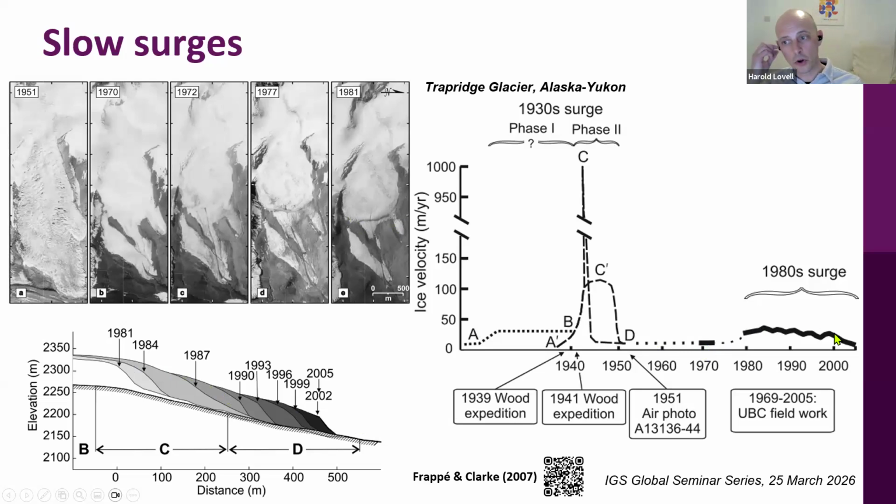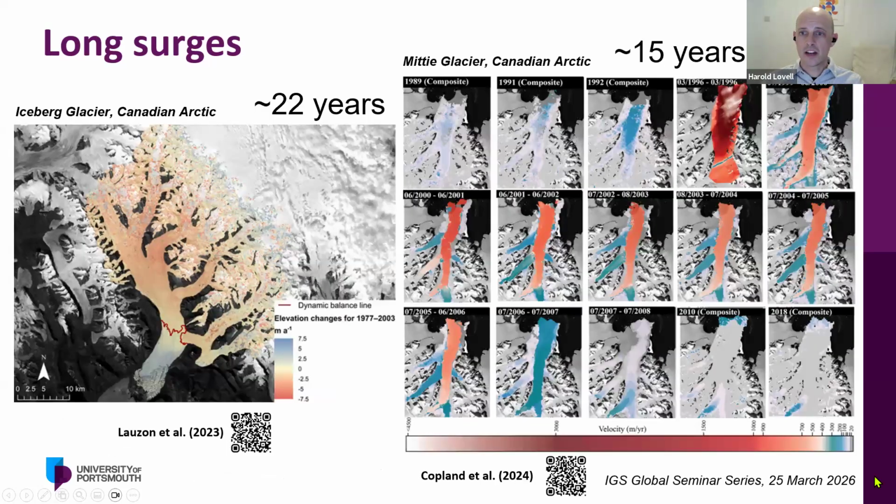And it didn't, and for a long period of time, it was expected that the glacier would see a much steeper rise in velocities, but it didn't actually do that, and it carried on along a similar level before dropping away again. So this was seen to be both a slow and a fairly extended surge of Trapridge Glacier. If we go to the Canadian Arctic, we see surges that can last for multiple decades.